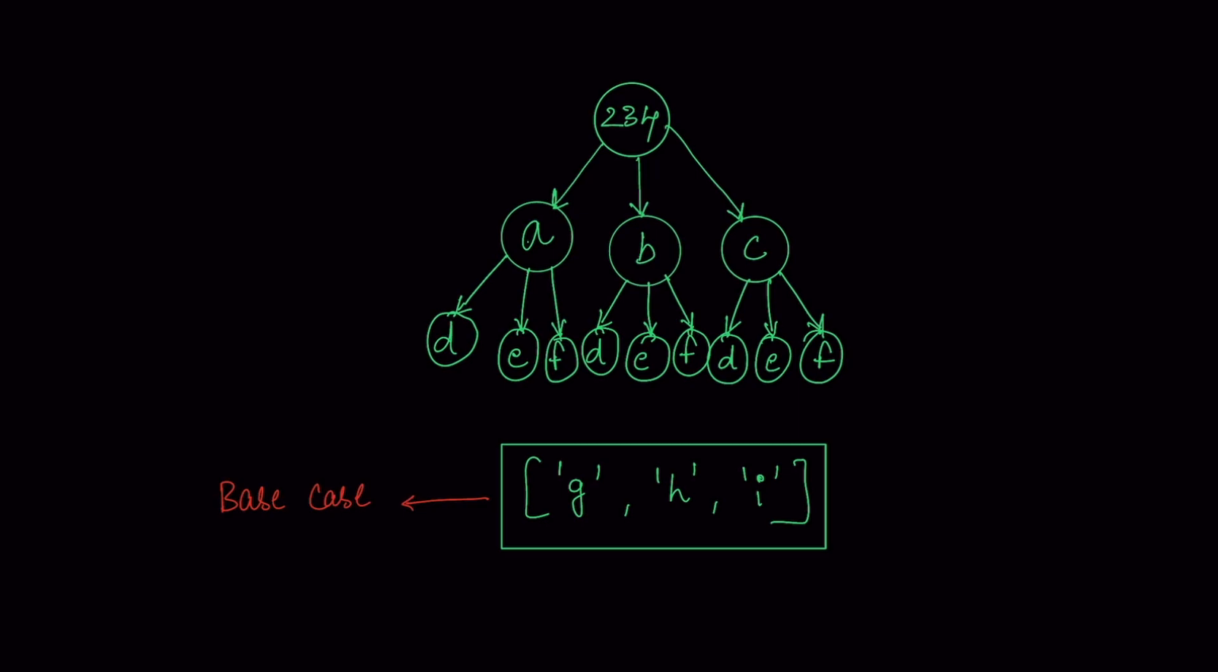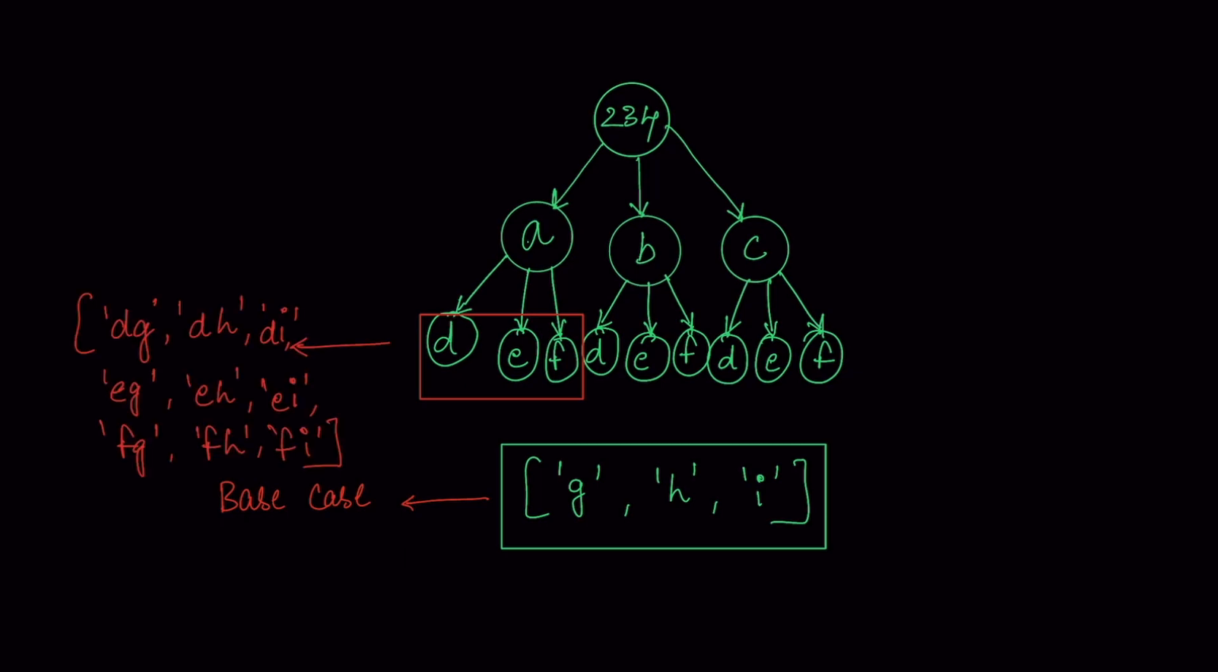Once we have reached the bottom of this recursion tree, the control flows back to the previous step. So let's go to step 2 of the recursion tree and see the output of the list. For this DEF, the output is going to be something like this. We are going to append D to all the below base case list, which is G, H and I. So we are going to get DG, DH, DI, followed by EG, EH, EI, and FG, FH, and FI.